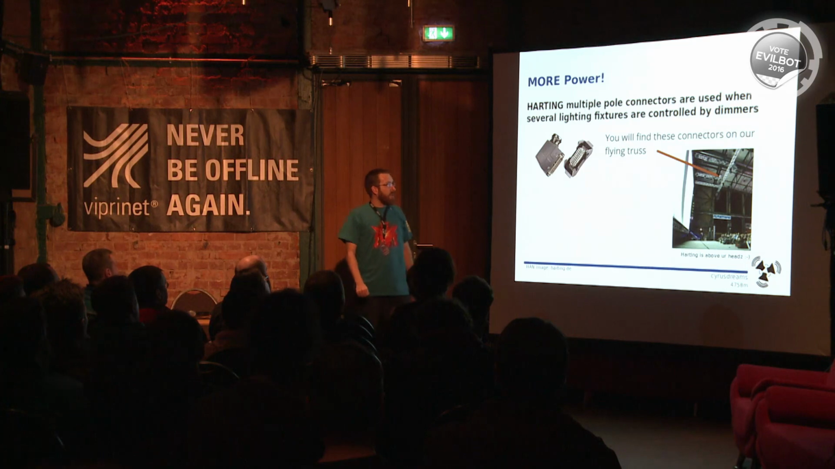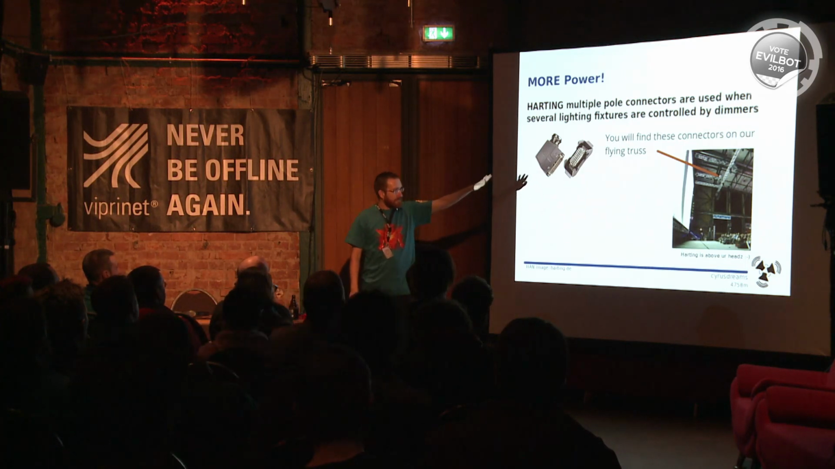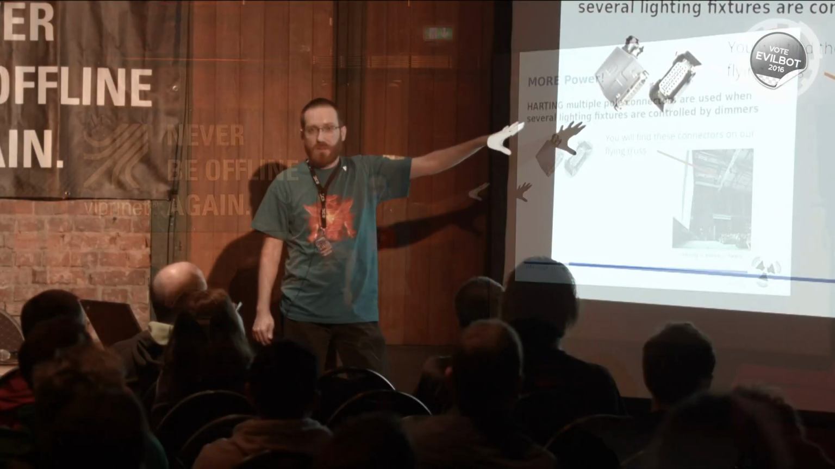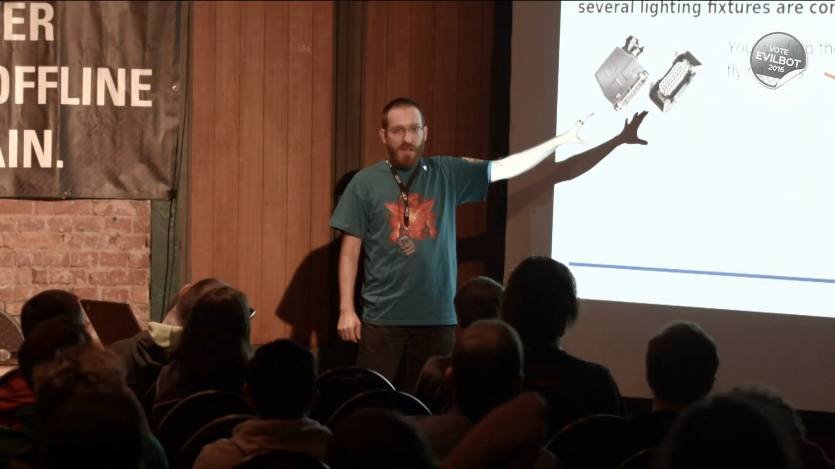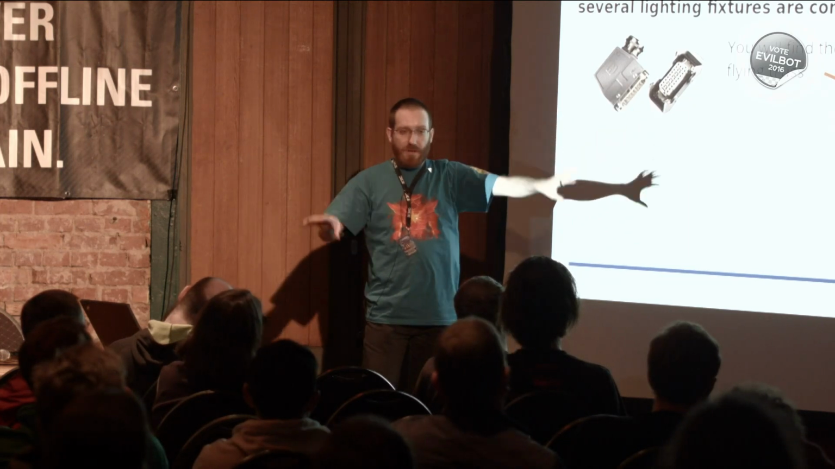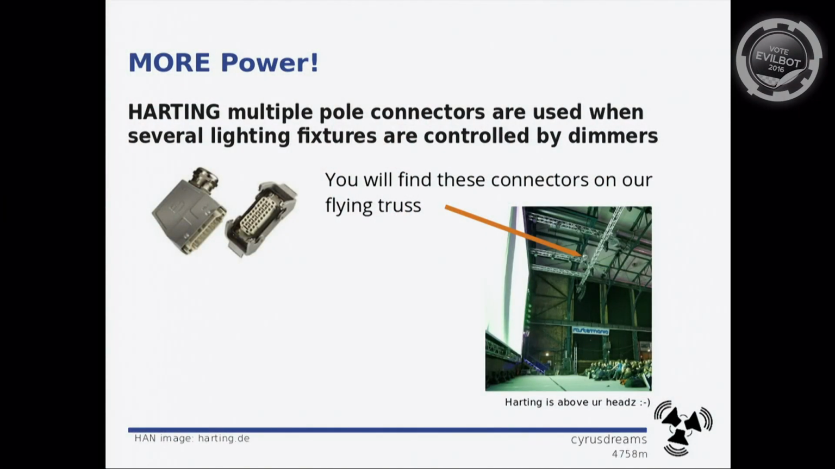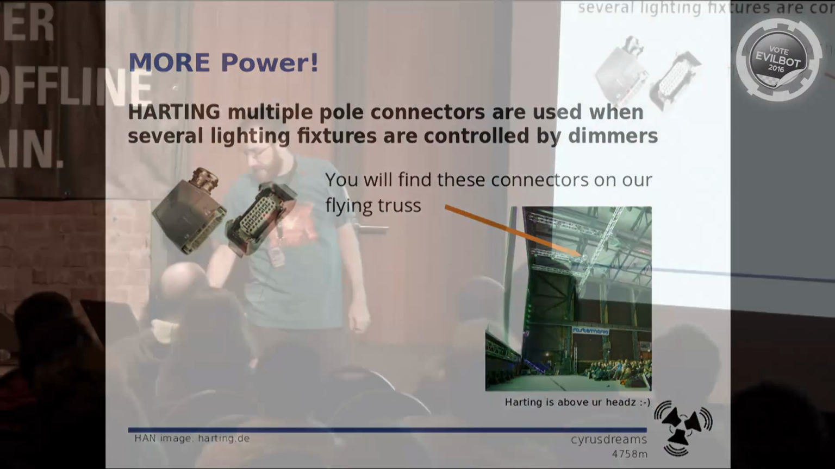And we have even more different power connectors. We have these Harting connectors. And this is used if you have a lot of phases that you control by dimmers. So all these power cans that can be dimmed up or down. All of these pins might have a connection to a power can. And you will find those on the flying truss above the main stage up there. There's the Harting box stuff that we have. This is for controlling light fixtures.